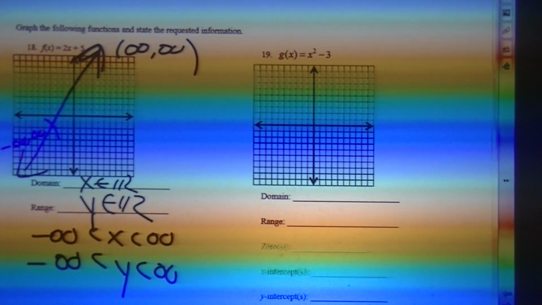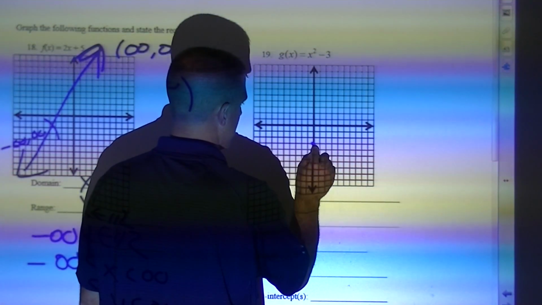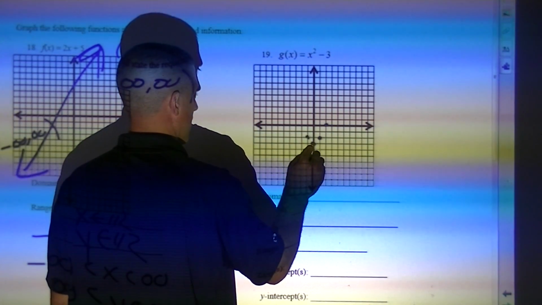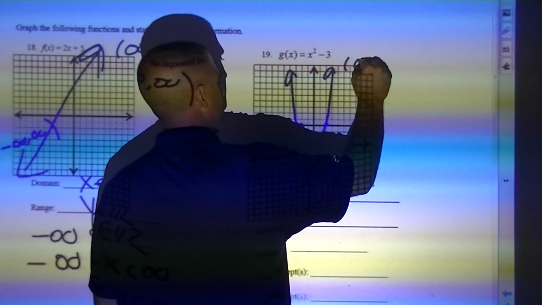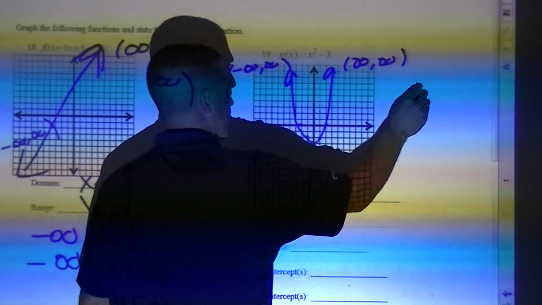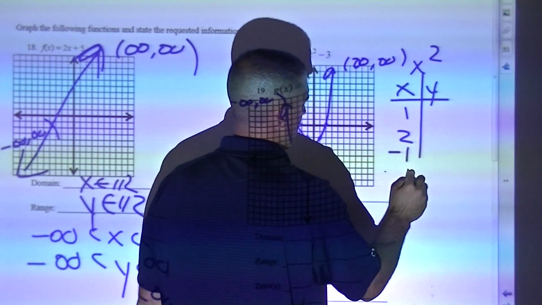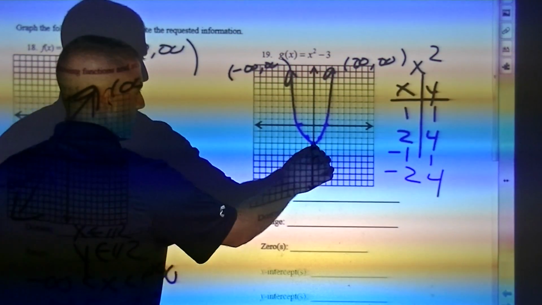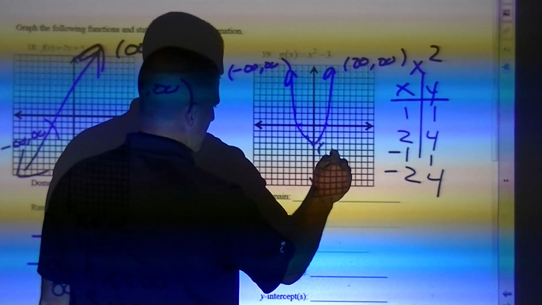This one, my anchor point is (0, -3), one right. It looks like this: positive, positive, negative, positive. As a reminder, if you want to plot the points: 1, 2, -1, -2, 1, 4, 1, 4, because those are all going to the quadratic.